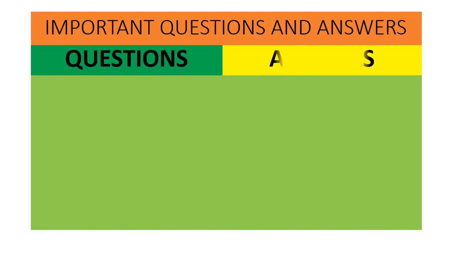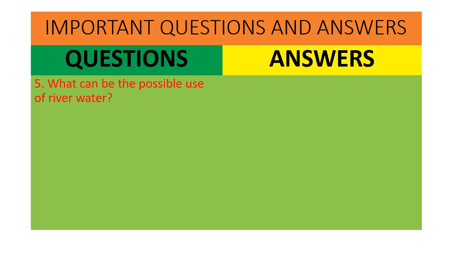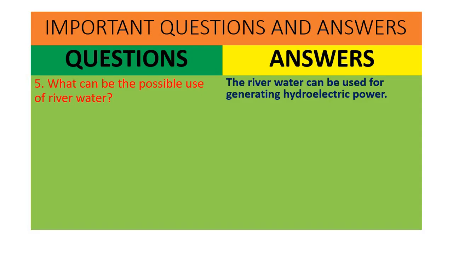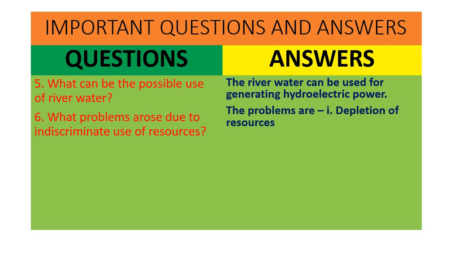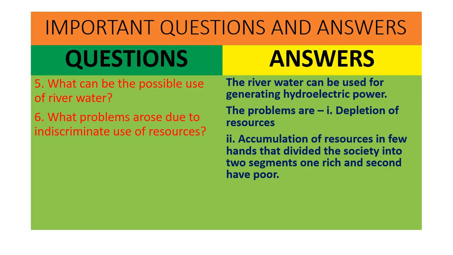Now your next question is, what can be the possible use of river water? The answer is the river water can be used for generating hydroelectric power. 6. What problems arose due to indiscriminate use of resources? Answer is the problems are the first, depletion of resources. Second, accumulation of resources in few hands that divided the society into two segments. The one is rich and second is poor.